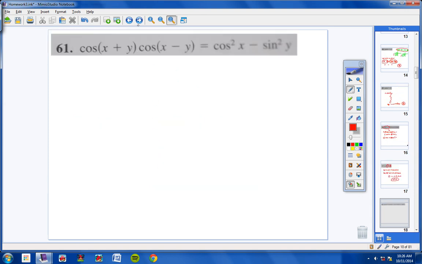Number 61, the directions say to verify the identity. Okay, this will be a little bit of work. It's kind of like busy work, but it's not too bad, okay? When you're adding two angles, it's cosine, cosine minus sine, sine. So for this whole expression right here, we're going to put cosine, cosine minus sine, sine. Okay, that whole group there.